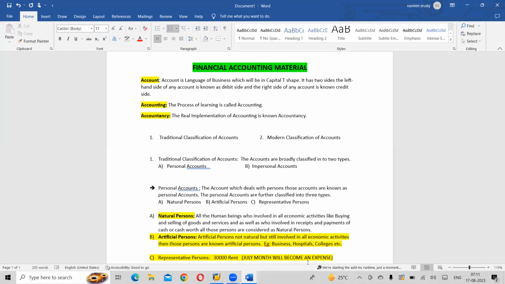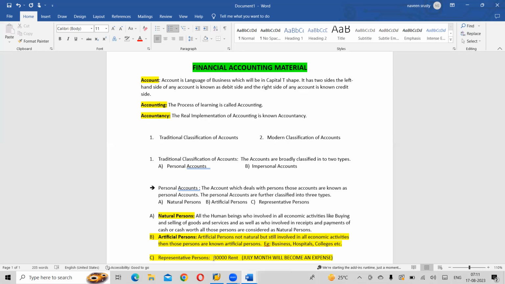And unfortunately, we have not been able to pay for July. What is today's date? 17th of August. We are not able to pay this 30,000 rent, last month's rent. We have utilized that property and we have not yet paid. So till July month, it's an expense. Now we are in August. Then what happens to the July month rent for us now?